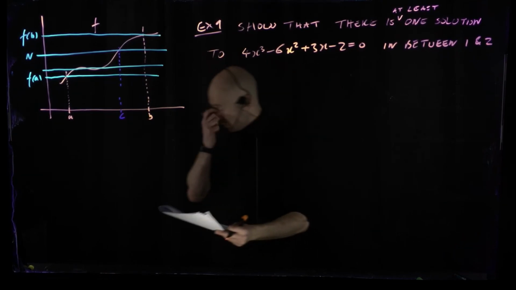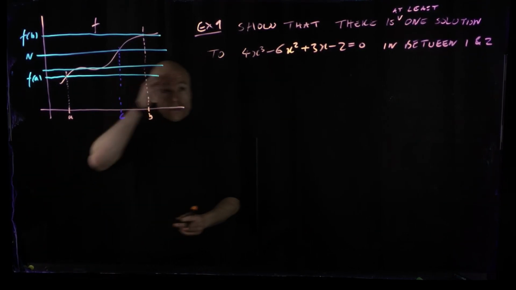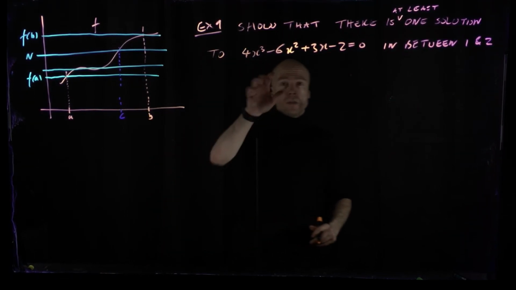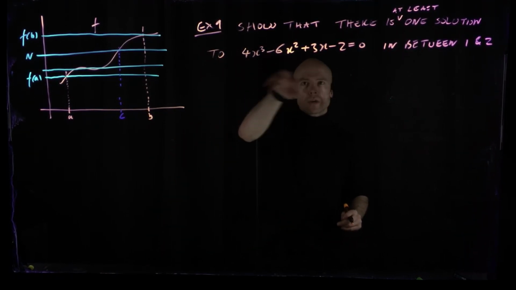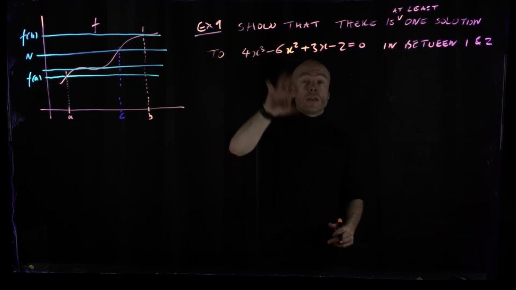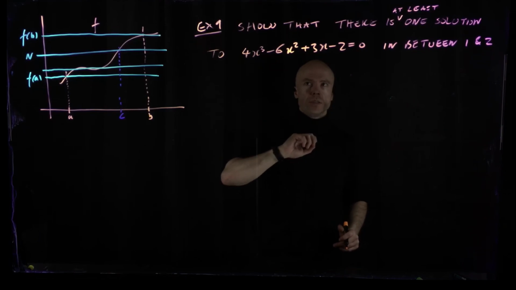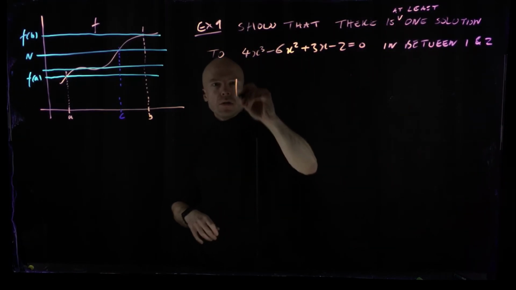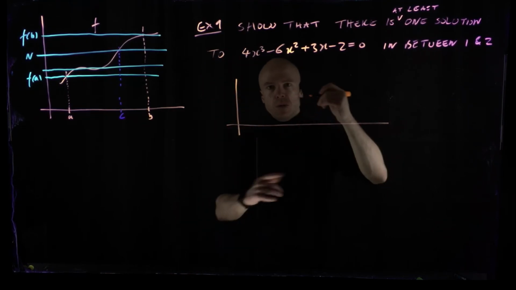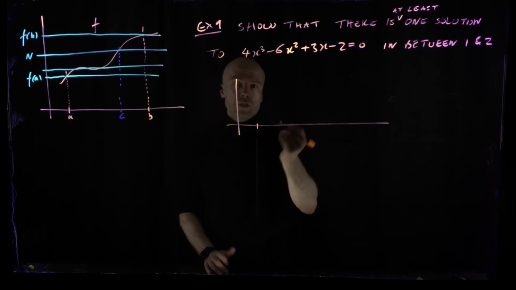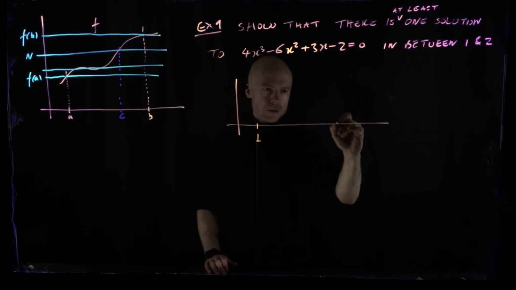Okay, so let's figure this out. This is some cubic equation. There is actually some explicit formula to solve it. We're not going to use that. It's not asking us to find what the solution is. It just shows there is at least one solution between 1 and 2. I don't know particularly well what the graph of this function looks like, but it's a polynomial. It's a continuous function on the closed interval from 1 to 2.